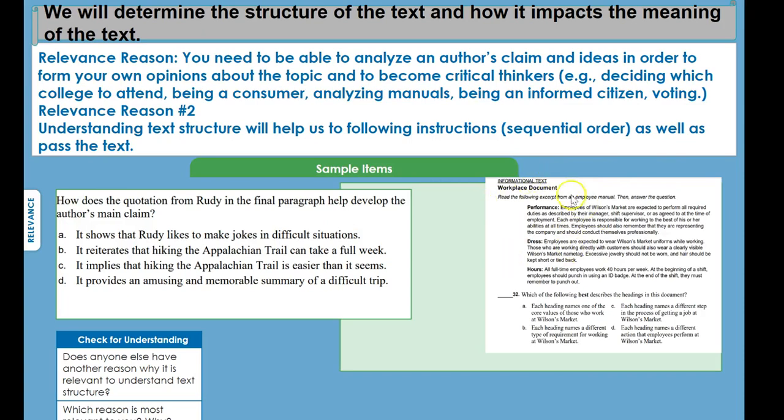Also, when we're looking at other types of information, we're looking at the headings. Like, what do these headings do? How do they help us to understand the document? And this is an example of a real workplace document, okay? I provided relevant examples for you so that you can understand that everything that you do in my class is to help you to have a life beyond the classroom.